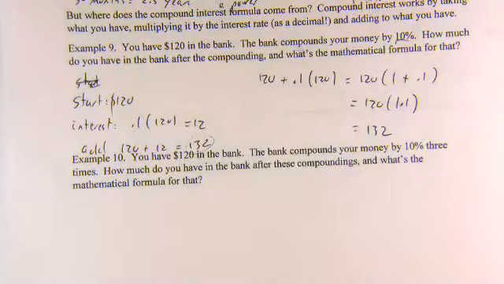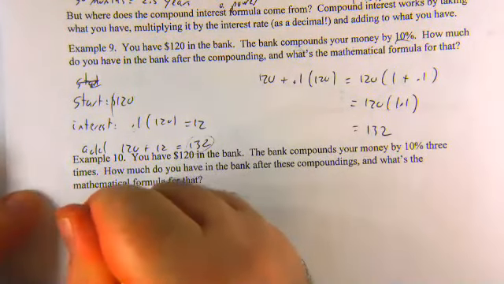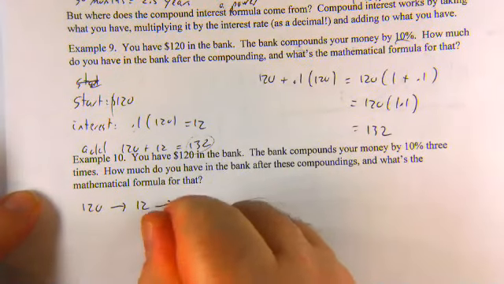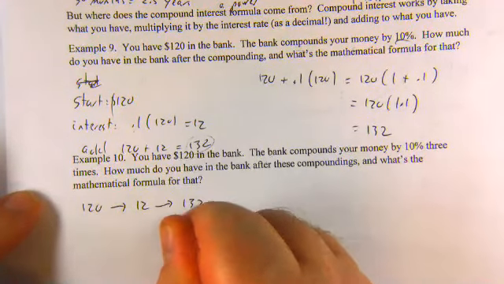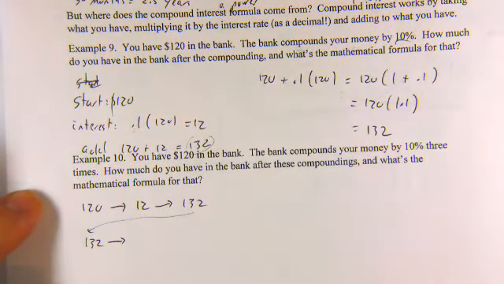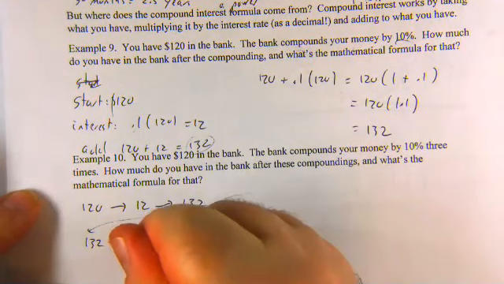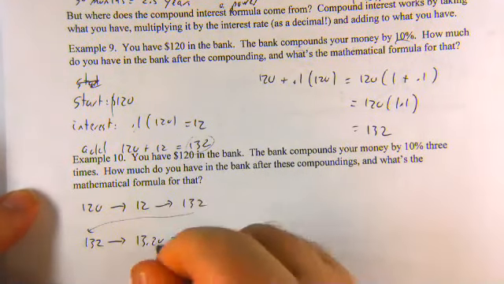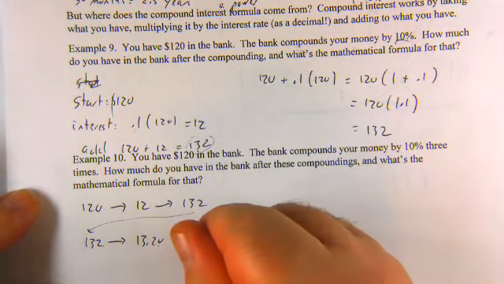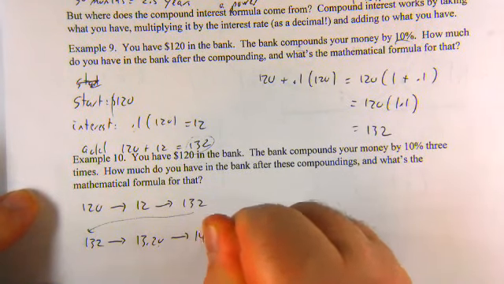What happens if I do it 3 times? Well, $120, you get $12 in interest, 10% of 120, and then you add that, so that gives you 132. The next time they compound interest, they do it on the $132. 10% of that is $13.20. You add that to your balance, and you get 145.20.